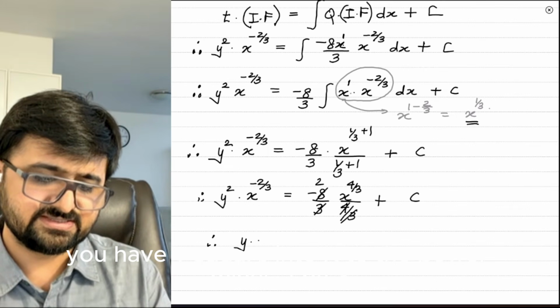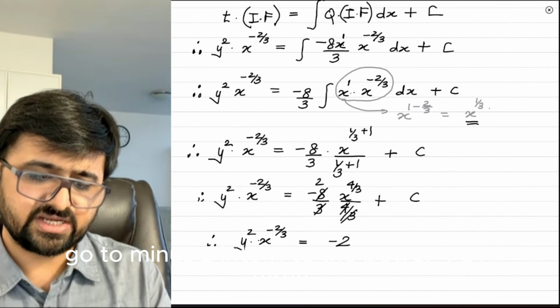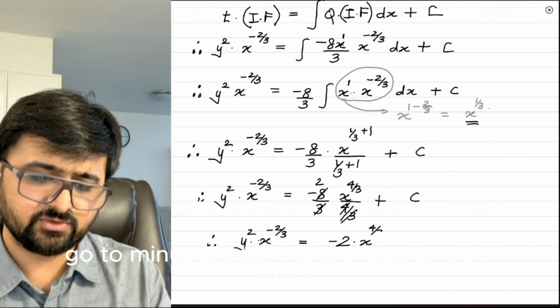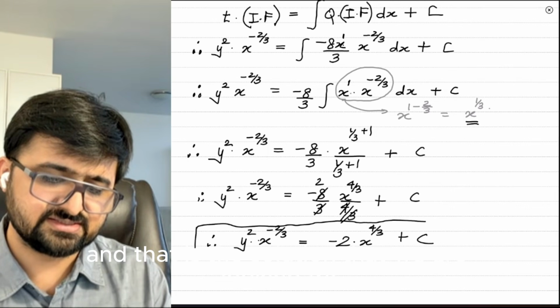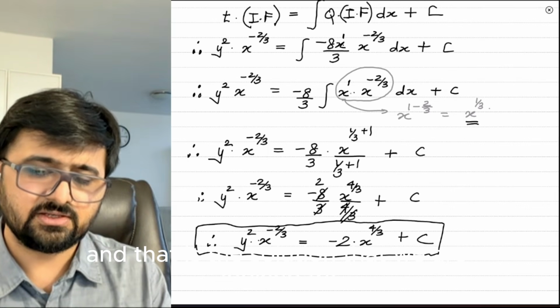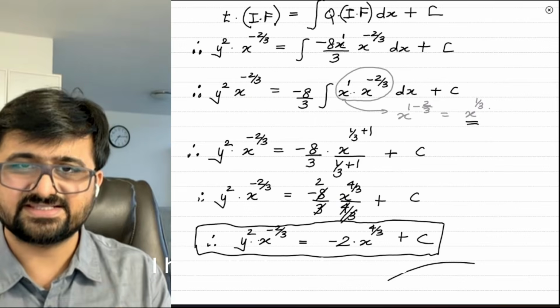Therefore you have y square into x to the power minus 2 by 3 equal to minus 2 into x to the power 4 by 3 plus constant of integration c, and that is the solution that we are looking for. I hope that made sense.